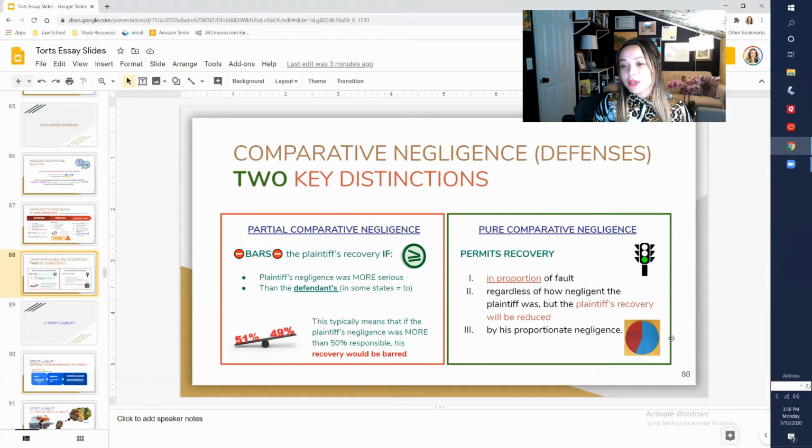And then you have the pure comparative negligence, which permits recovery in proportion of the fault, regardless of how much the plaintiff was at fault, but reduces it by the proportion of the negligence. So let's say that the defendant was totally drunk, and I'm driving too fast on the road, and if I hadn't driven too fast, then the drunk driver would not have run that red light. The drunk driver ran a red light and hit me. I was speeding, so I still get some monies from this. So that's how the jury is going to look at that.